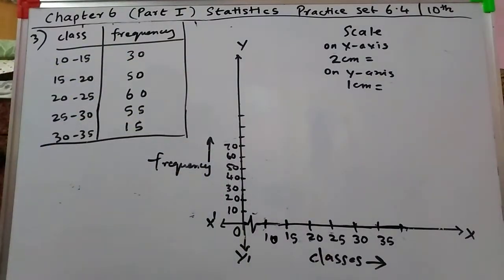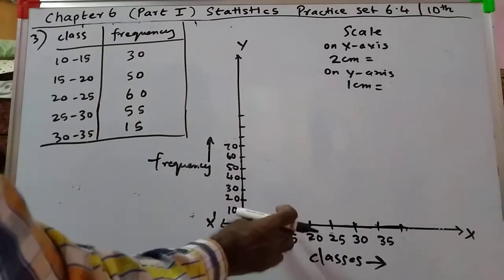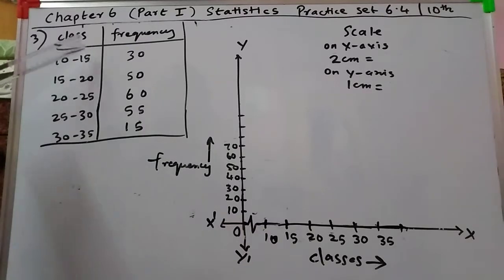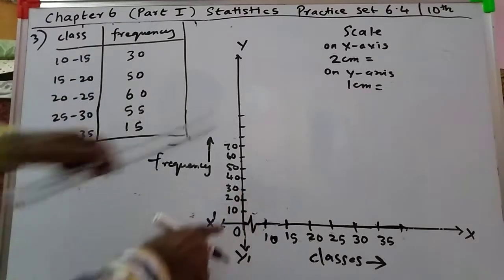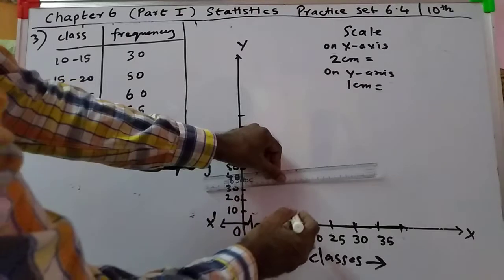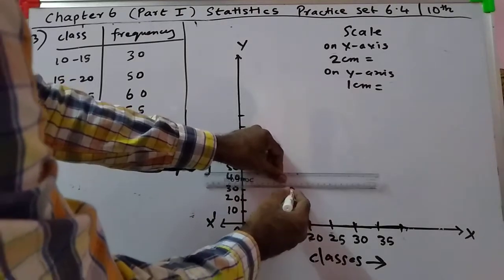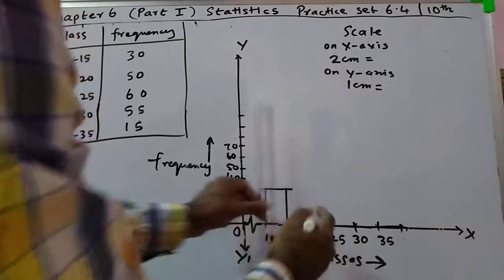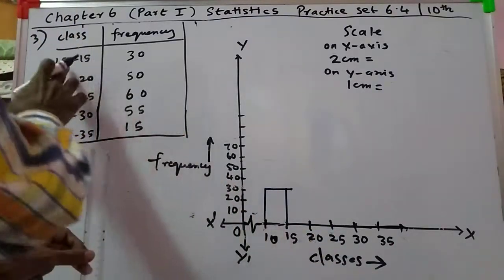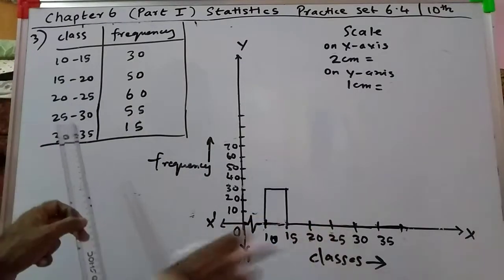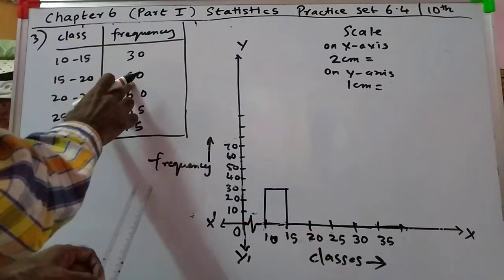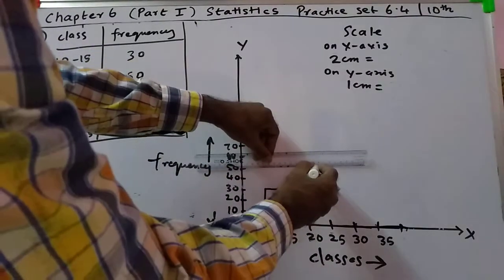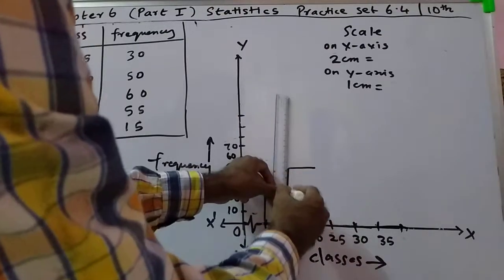Now let's draw. For 0 to 10, no value means crank mark. 10 to 15, 30 is there. 30 is here. Okay, it is for 10 to 15, 30. That you have to do. Now for 15 to 20, it is 50. 50 is here. Then you have to just join it. That's it.